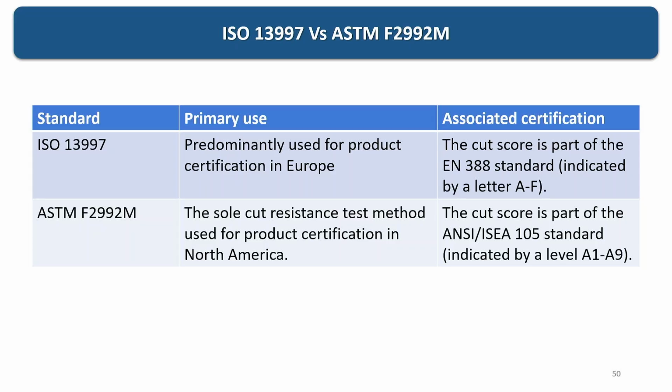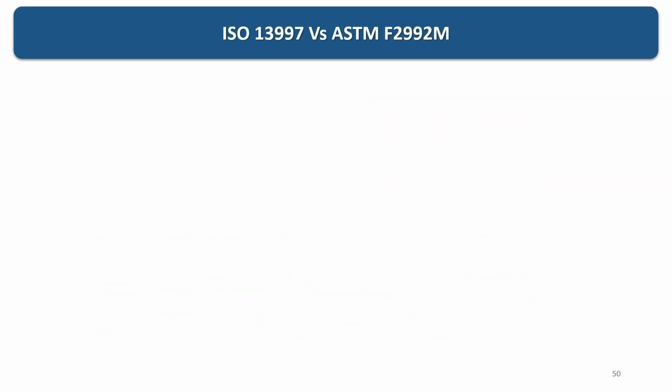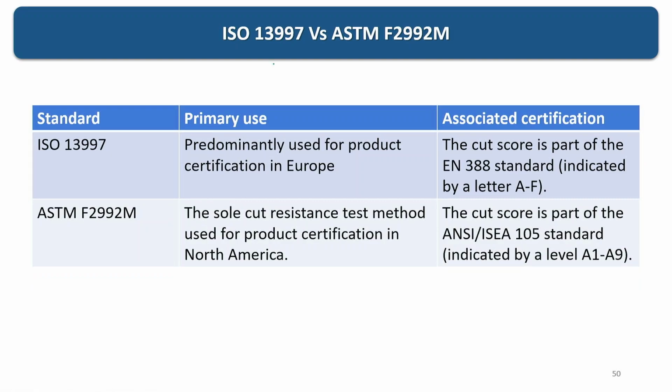Now, let us see the difference between the ISO method and the ASTM method, ASTM F2992 and ISO 13997. The ISO method is predominantly used for products certified in Europe. If you want to use the product in Europe, it has to be certified, so you have to go for ISO certification.